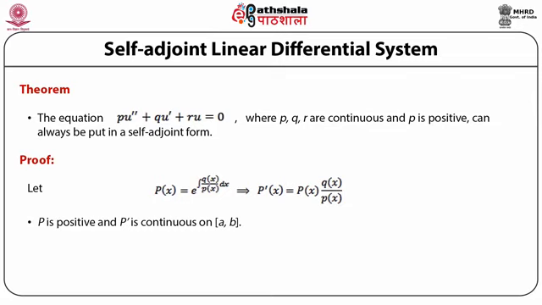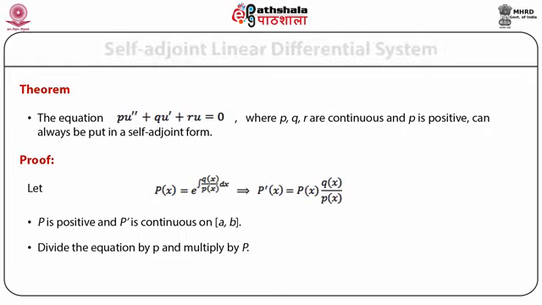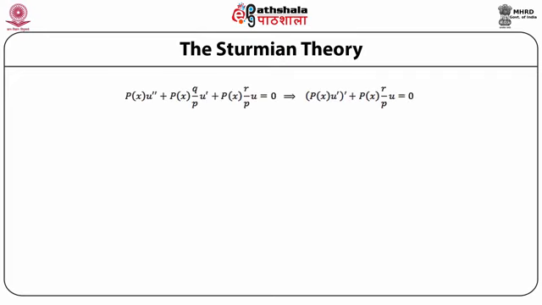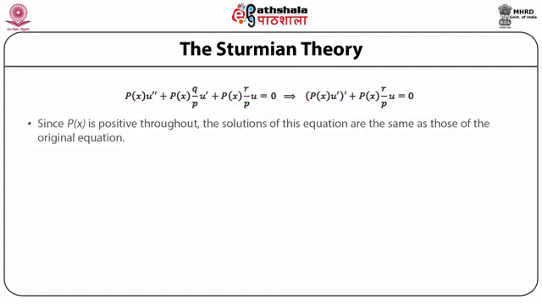Here, P is positive and P' is continuous on the interval a to b. We divide the equation by p and multiply by P to get P(x) u'' + P(x) (q/p) u' + P(x) (r/p) u = 0. This implies (P(x) u')' + P(x) (r/p) u = 0. Since the function P(x) is positive throughout, the solutions of this equation are the same as those of the original equation. Hence, the theorem has been proved.